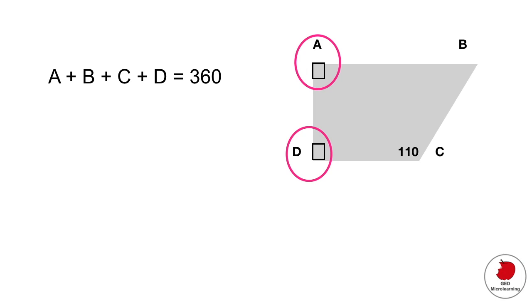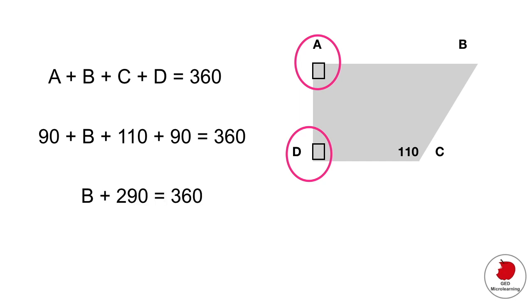Okay, so your formula would be A plus B plus C plus D is equal to 360. Second thing we said is that when you have those little boxes, that means that those angles are worth 90 degrees. All right, so if you plug those numbers into your equation like that, and then you just clean things up a little bit there on the left, you would end up with B plus 290 is equal to 360.